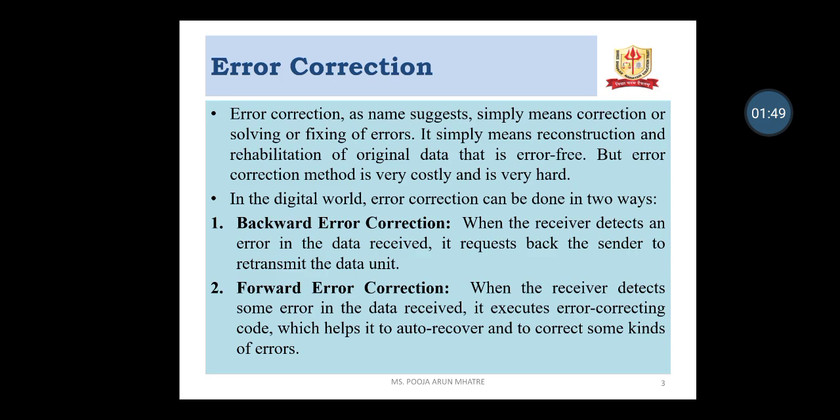What is forward error correction? When a receiver detects some error in the data received, it executes the error correcting code which helps it to auto recover and to correct some kinds of errors. That means when the receiver detects an error in the received data, it executes the error correcting codes and auto recovers the data.